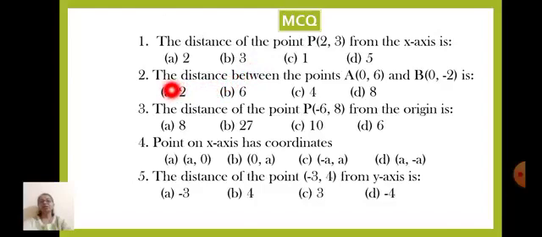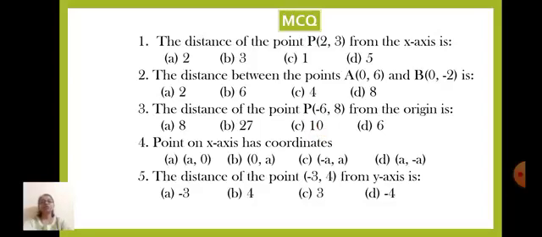Question number 2. The distance between the points A (0, 6) and B (0, -2) is. Here you need to apply the distance formula. So you apply, calculate and pick the correct option. Now question number 3. The distance of the point P (-6, 8) from the origin. Again we have seen the formula for the distance of any point from the origin is nothing but square root of x square plus y square. So you apply that formula and pick the correct answer.